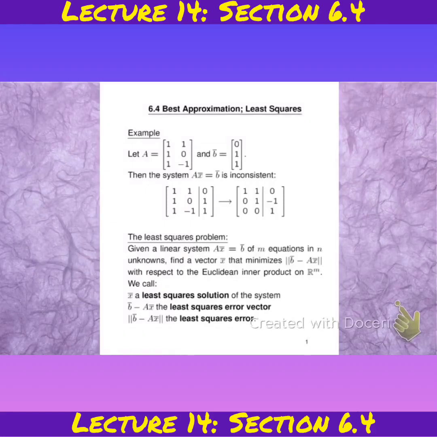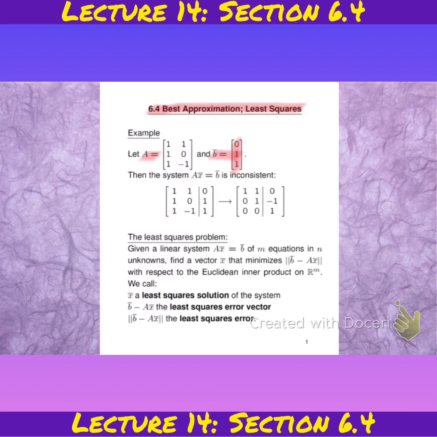Okay, section 6.4 deals with best approximation and least squares. Now if we consider this linear system where A is given by that matrix and B is that column vector there, then if we look at the system AX equals B, it's clear that this system is inconsistent. It's got no solution.